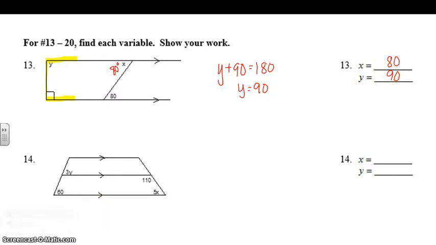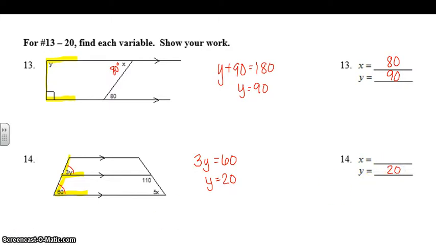Okay, so number 14. On number 14, maybe you saw this upside down F here. And you can turn your paper so it's not upside down if you needed to, but that means these armpit angles are going to be congruent to each other. So then to show work, I would do 3y equals 60, and so then divide by 3, so y is 20. Okay.